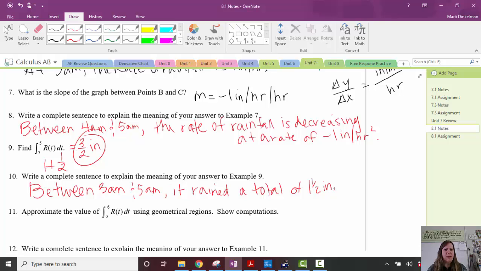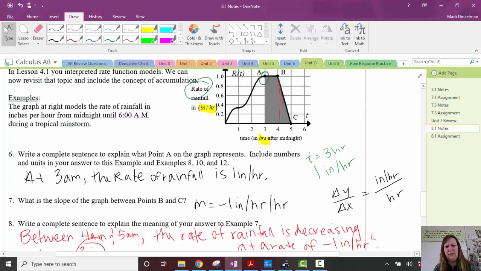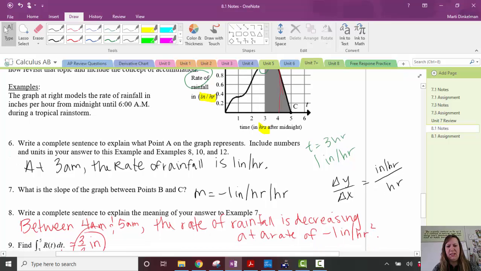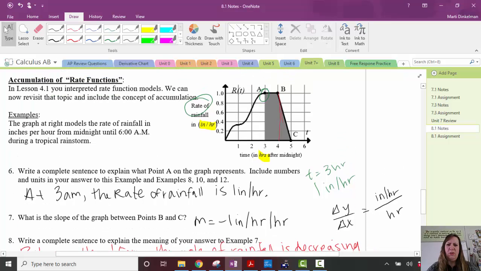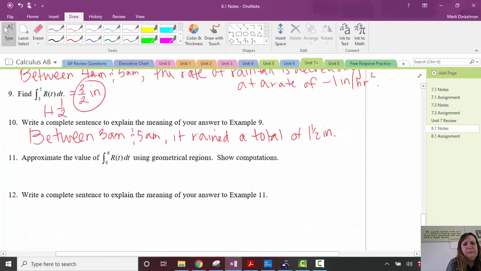Approximate the value of the integral from 0 to 6, using geometric regions. So we kind of already have the 3 to 5. 6 doesn't have any. It looks like it must not have rained. So we just need to figure out basically what's happening from 0 to 3. So I think maybe I'll just use a triangle right there. We could do a couple of rectangles or something like that. So I'm going to go, this is a 3 by 1 divided by 2. And then we already had the 3 halves.